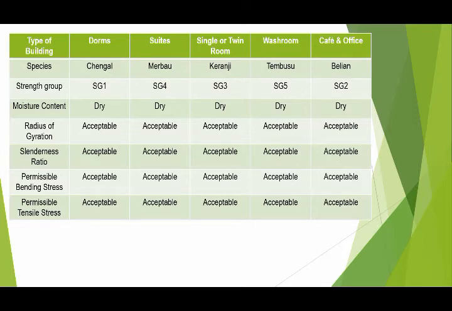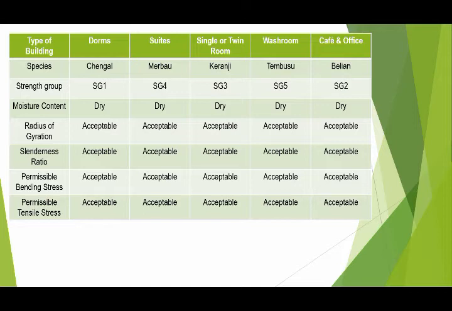As you can see from this table, for the type of building for dorms, our group chose the species Chengal from SG1 and the moisture content is dry. For the suite it is Merbau from SG4 with dry moisture content. Next, for the single or twin room, the group chose Keruing from SG3, also dry moisture content. For the washroom, we use Tembusu from SG5 in dry condition. Lastly, for cafe and office, we use Belian from SG2 and the moisture content is dry.